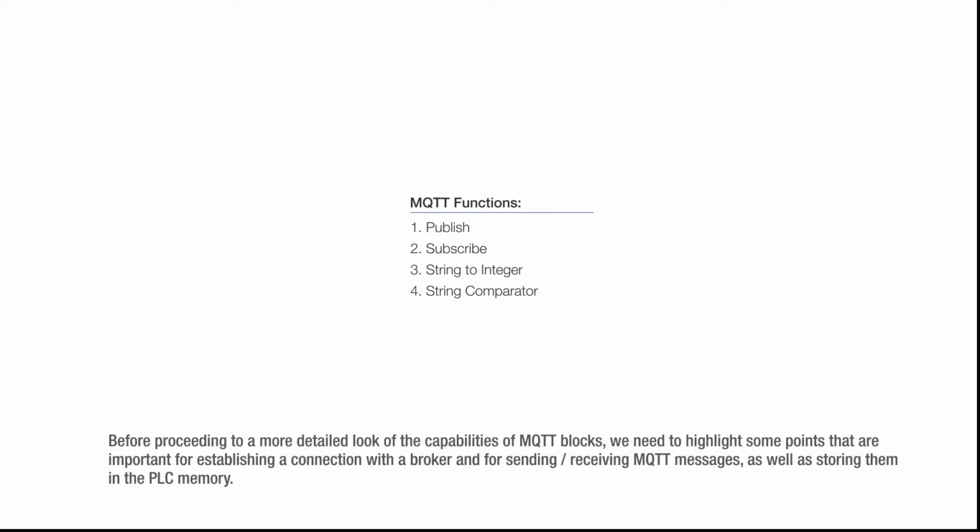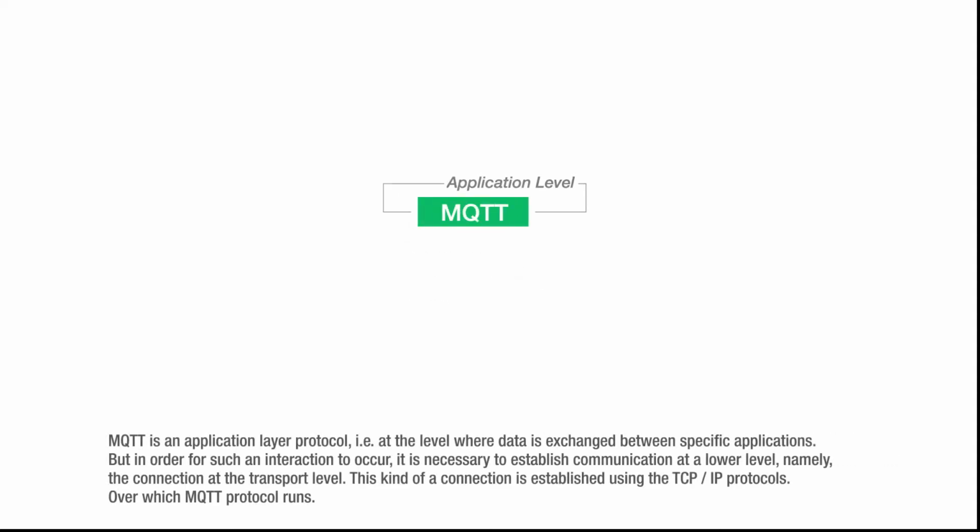Before proceeding to a more detailed look at the capabilities of MQTT blocks, we need to highlight some points that are important in order to establish a connection with a broker and for sending and receiving MQTT messages, as well as storing them in the PLC memory. MQTT is an application layer protocol, i.e., at the level where the data is exchanged between specific applications. But in order for such interaction to occur, it is necessary to establish communication at a lower level, namely the connection at the transport level.